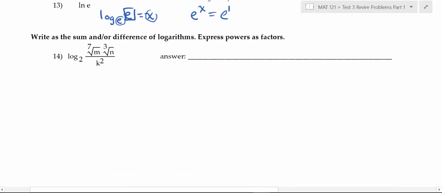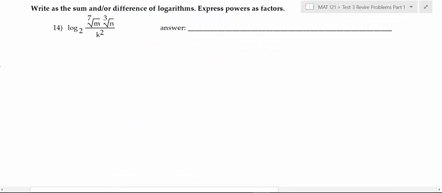Okay, next thing is, another important thing is if I give you an expression with one log, you want to write it as a sum or difference of logs when you do these.